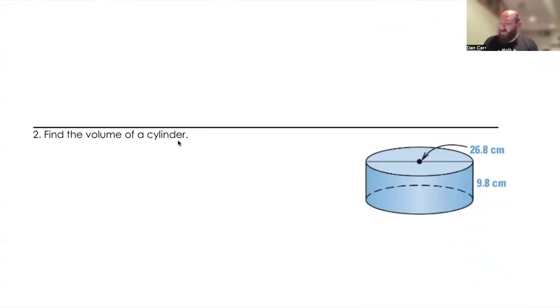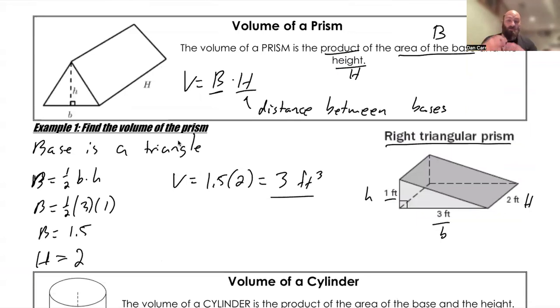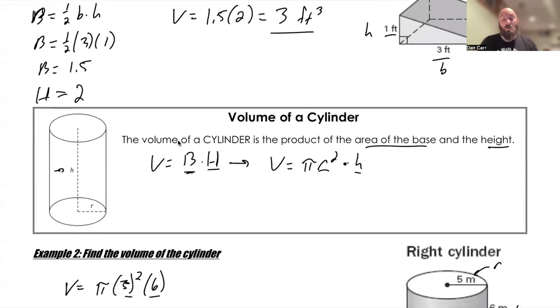Go ahead and try these on your own. Be careful of any problems where it gives you diameter instead of radius. Other than that, it's always going to be the same kind of idea. Volume is area of the base times the height. And if it's a cylinder, we just make it a circular base, so it's pi r squared times the height.